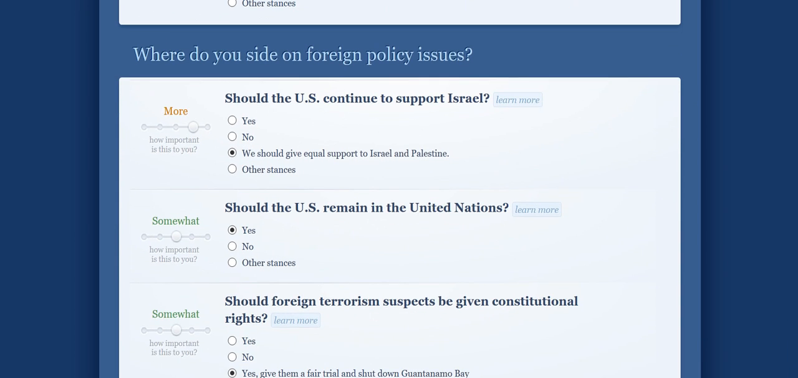Foreign policy. Should the U.S. continue to support Israel? I did the massively anti-Semitic thing of saying we should give equal support to Israel and Palestine. I'm obviously being tongue-in-cheek, but you don't think there's some people out there who are going to say that's anti-Semitic? Wait for it. It'll happen.